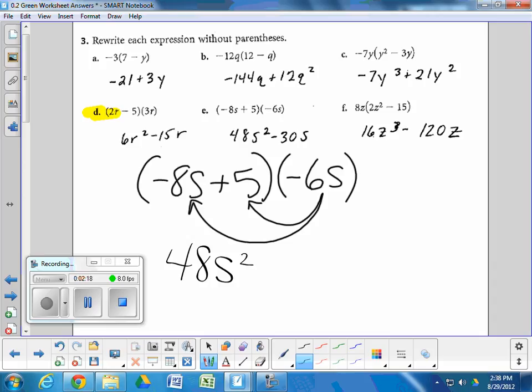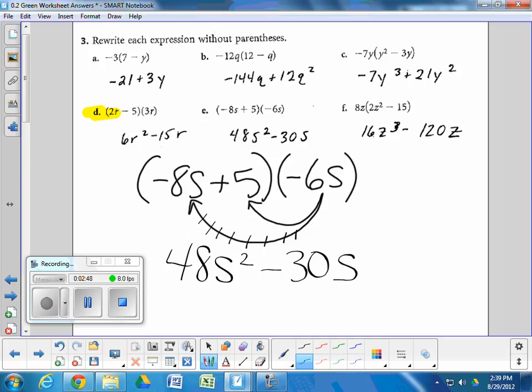Separately, in the other set, I'm done with this. I'm done with that. Now I'm going to do the positive 5 times the negative 6s. It's a positive times a negative. What's that? Multiply the numbers. 30. Does the s have a buddy to combine with to make s squared this time? Just a lonely old s.